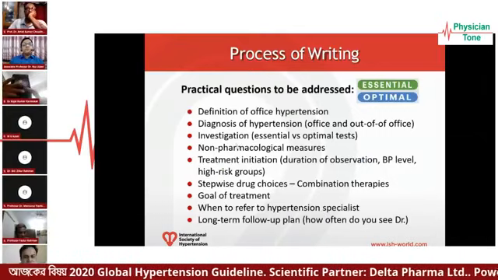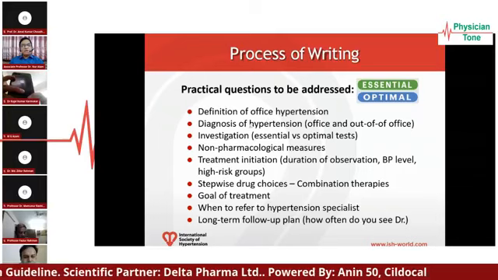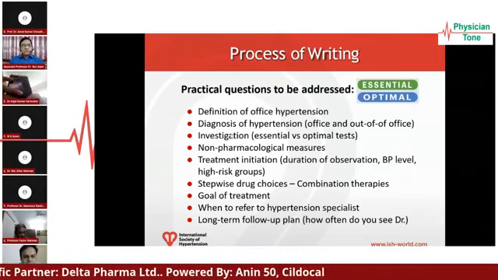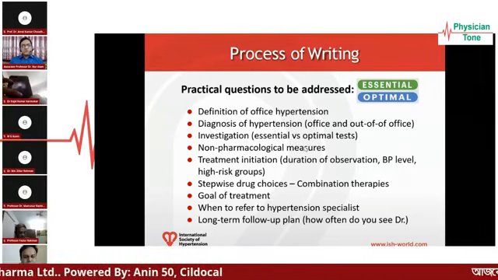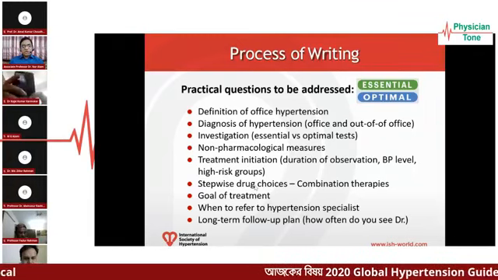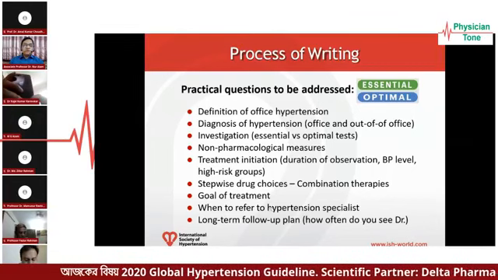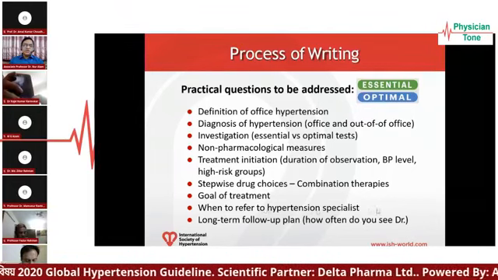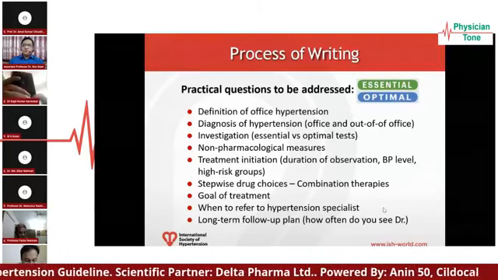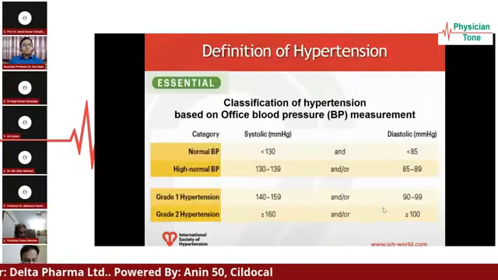So what are the practical questions to be addressed in this guideline? First, definition of hypertension, diagnosis of hypertension, investigation, non-pharmacological measures for treating hypertension, treatment initiation, stepwise drug choice, combination therapies, goal of treatment, when to refer to a hypertension specialist, and the long-term follow-up plan, that is, how often we see the doctor or visit a patient.